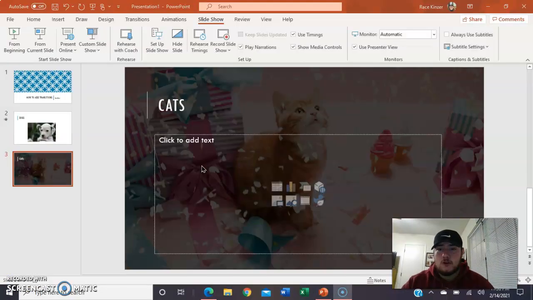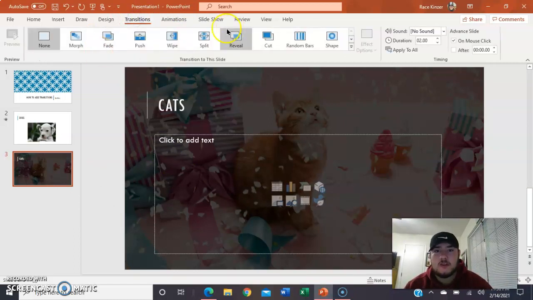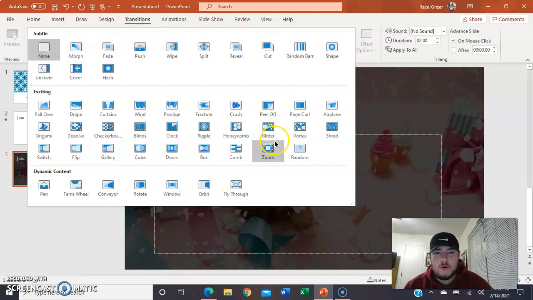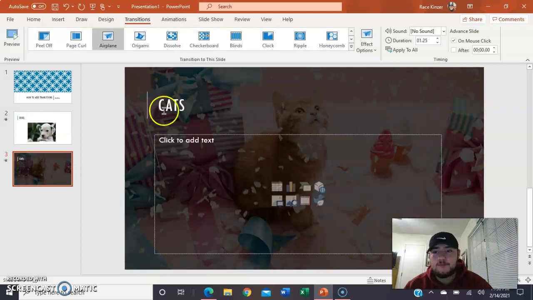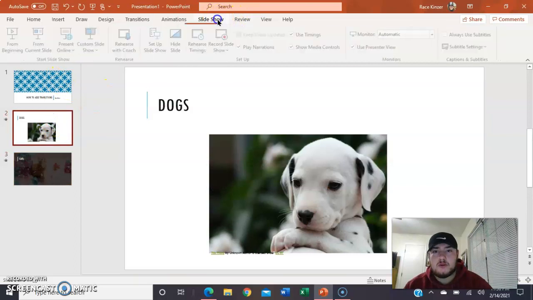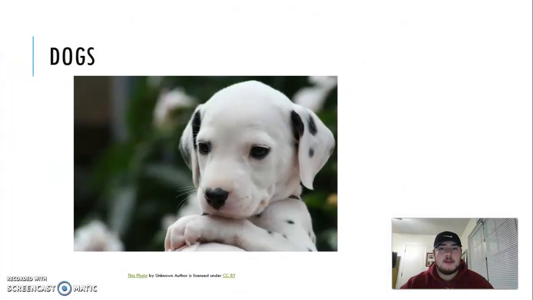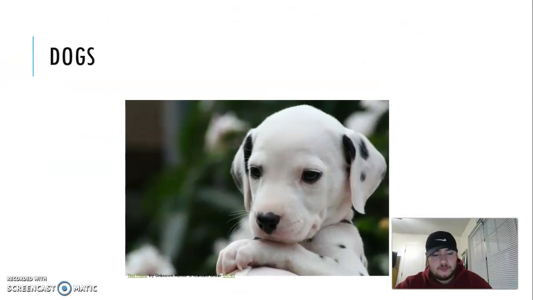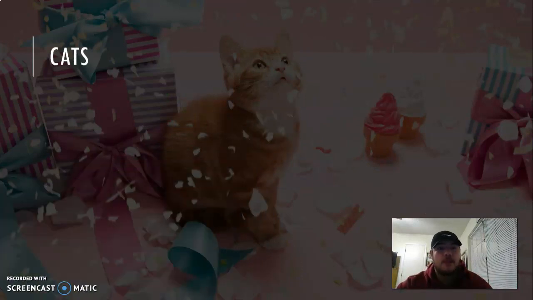So I can go back, and then go to transitions, and I want to go with an airplane. Bam. So I will go to this one, go to present from current slide. It'll pull up the ripple effect, my animation, and then it'll pull up another transition. Bam. And that is how you add transitions to your presentation.